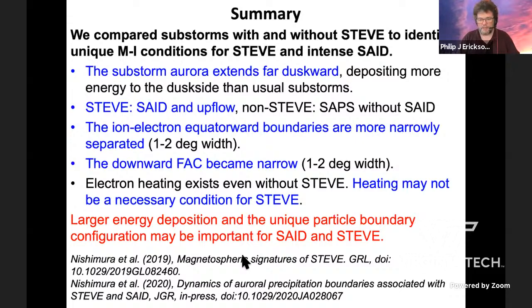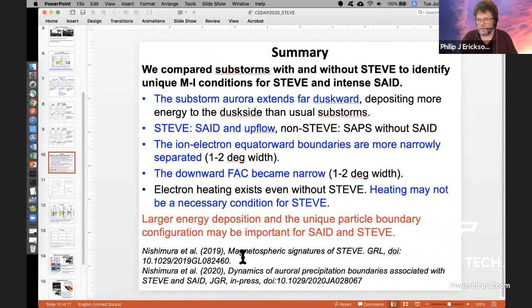Thanks, Toshi. Because of time, Josh, if you can set up your slide, and I'm going to ask one question from the chat. Liam Kilcommons asked, was DMSP in the Southern Hemisphere conjugate with Steve observations in the Northern Hemisphere?